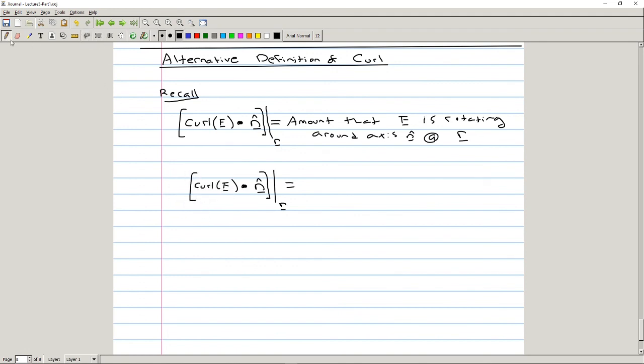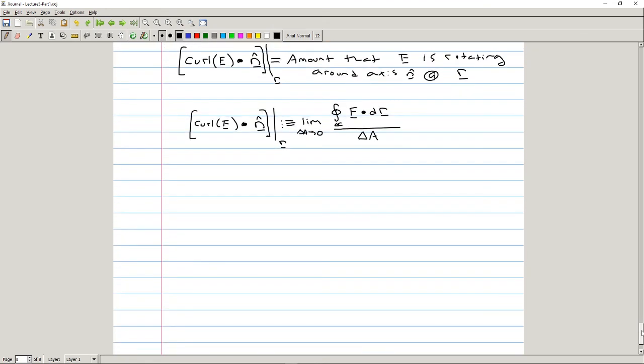So if this is an alternative definition, we can say that the curl of the vector field f in the direction of n hat is going to be defined as the limit as delta A goes to 0 of the circulation of the vector field around delta C, of f dot dr, divided by delta A. It's the limit as this delta A goes to 0.